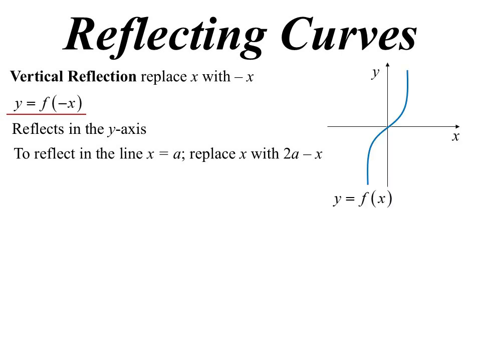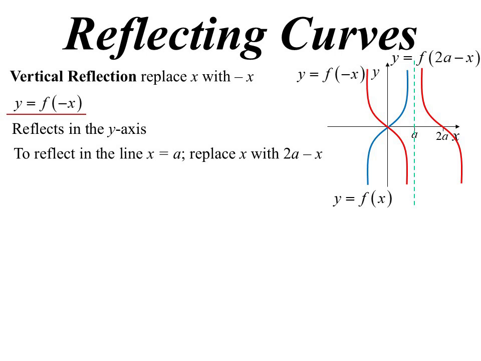There's y equals function x. If I was to reflect it, there's function negative x. Now if I was to shift that horizontally 2a units, this new curve over here is y equals function 2a minus x. If you look at the original curve that's blue and the one on the far right, that is a reflection in x equals a.